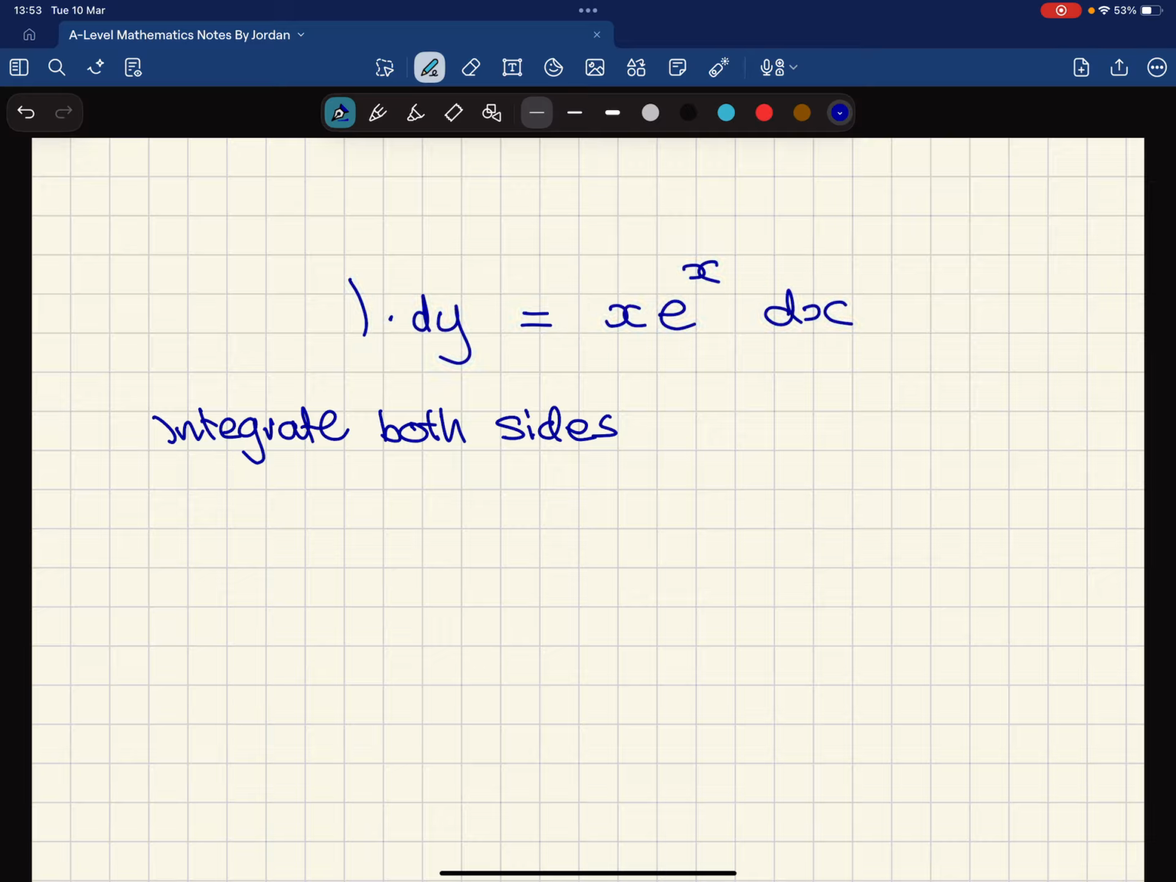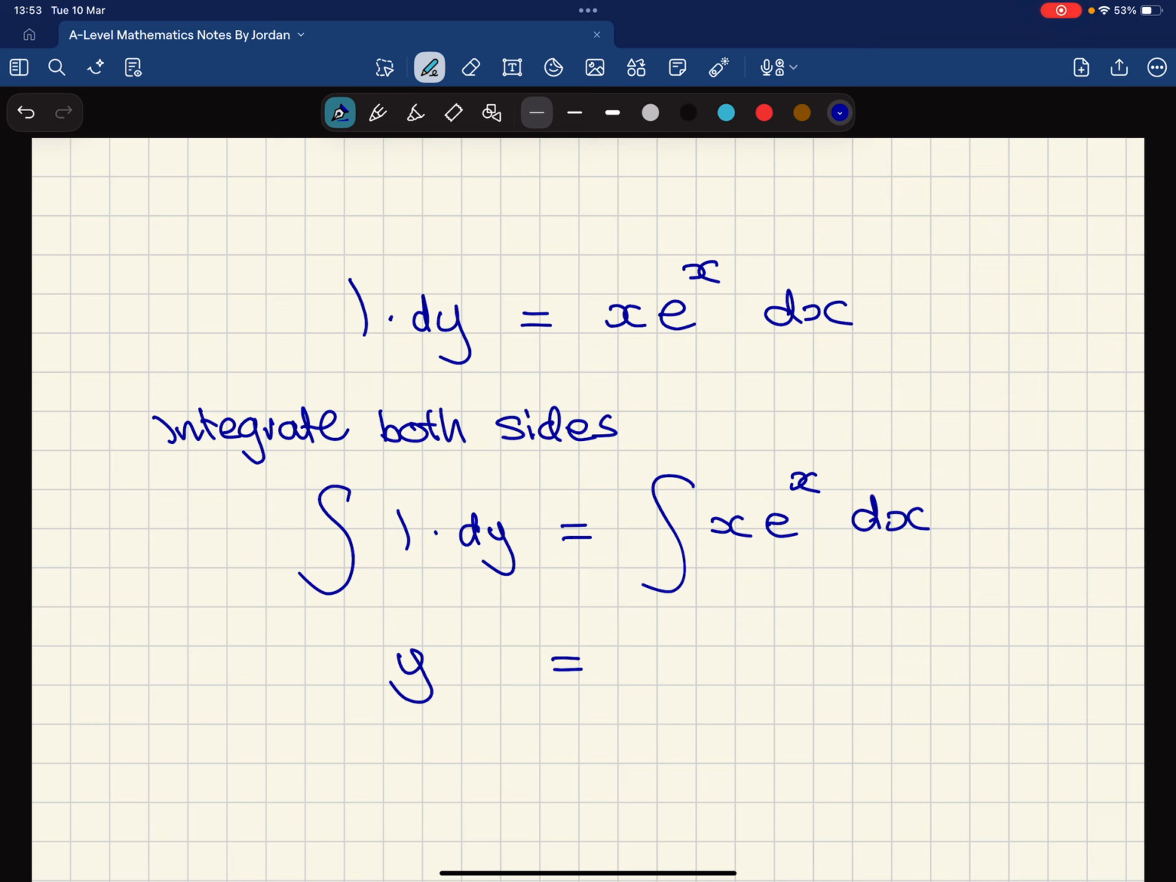Remember, when we have an equal sign, we can do whatever we want to the left and the right, as long as we're consistent and we do the same thing to both. So I'm going to attach an integral symbol onto the left and the right. So you can see the left needs to be integrated with respect to y. Now it's just the constant 1, so this should just give you y.